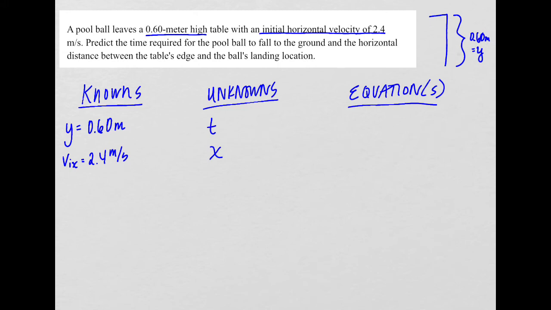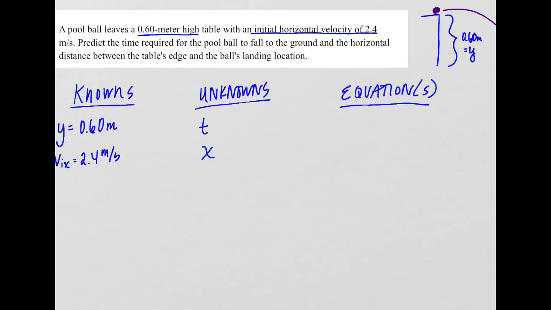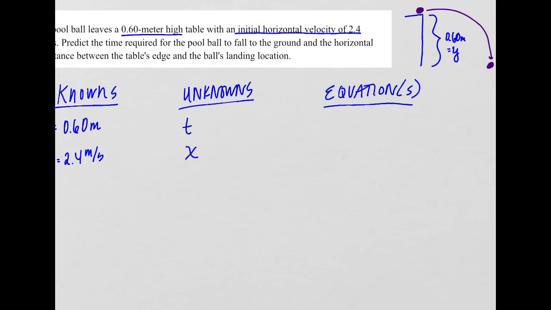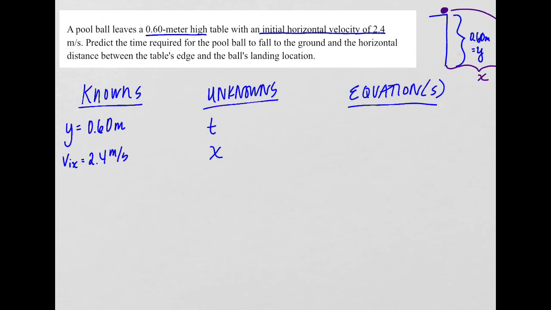So if we look at our picture, the ball's starting at the top and it gets hit off. The question asks for the horizontal distance between the table's edge and the ball's landing location, so that would be x. It's very important that you can decipher these questions and pick out the pieces that you're looking for: the variables, how they're named, how they're labeled, how they're described.